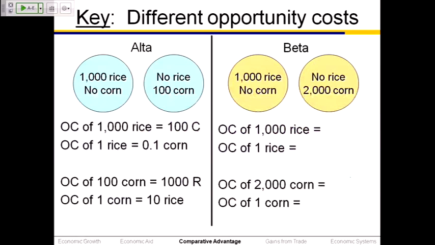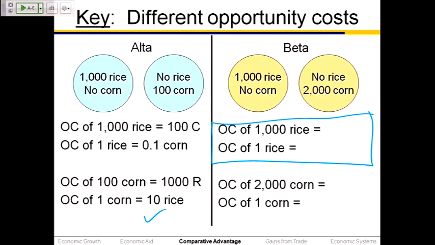I'm going to rewrite those numbers here. Those exact same numbers are now here on the left-hand side. And now I'm showing you Beta again. In Beta, they can produce 1,000 rice and no corn, or 2,000 corn and no rice. What do I want you to do? I want you to fill in those numbers. What's the opportunity cost in Beta of producing 1,000 rice? Use that to figure out what's the opportunity cost in Beta of producing 1 rice. I'll give you a few seconds, and then there's going to be a clicker question where you get to click in your answer.